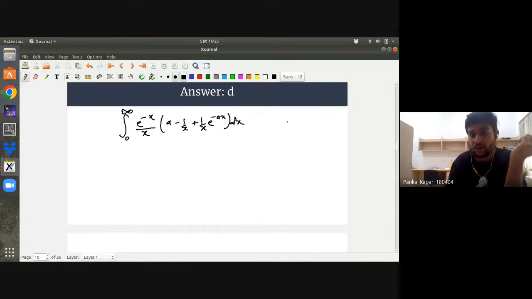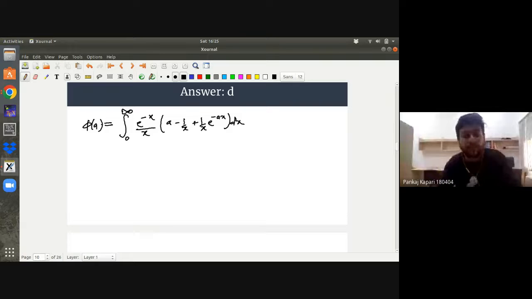So this here, a, is a constant. Therefore, the value of this integral actually depends on a. So this is a function of a. Let's call it phi of a. Now we have to find this phi of a.